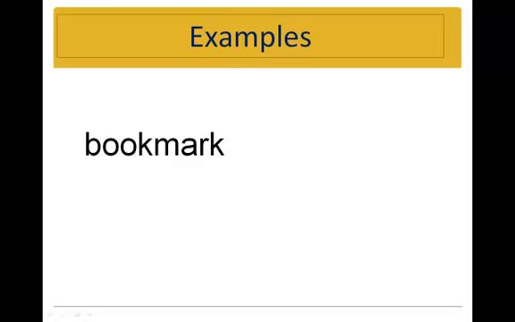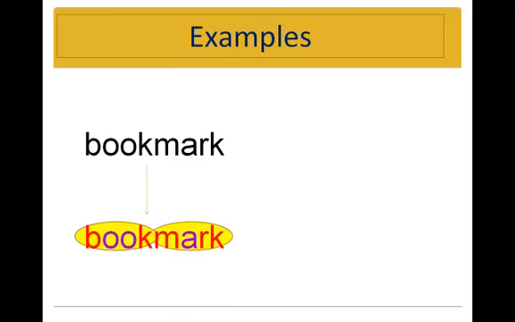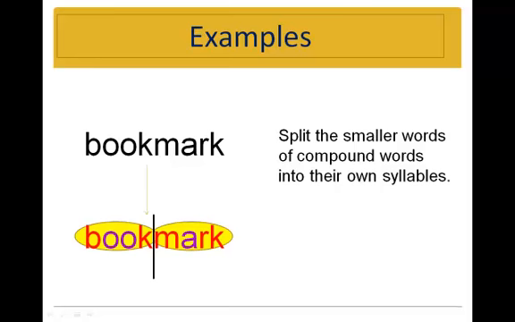Now look at the word B-O-O-K-M-A-R-K. Are there any for sure's? Yes, this word is made of two smaller words. It's a compound word, so we divide the two words. The first syllable, book, is a double vowel, and the second syllable, mark, is an R-controlled syllable.